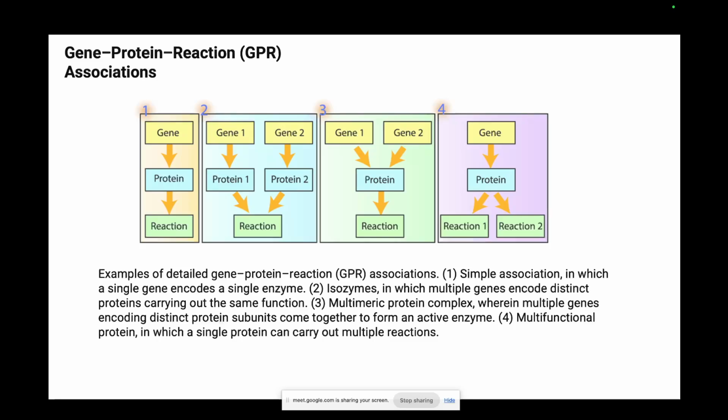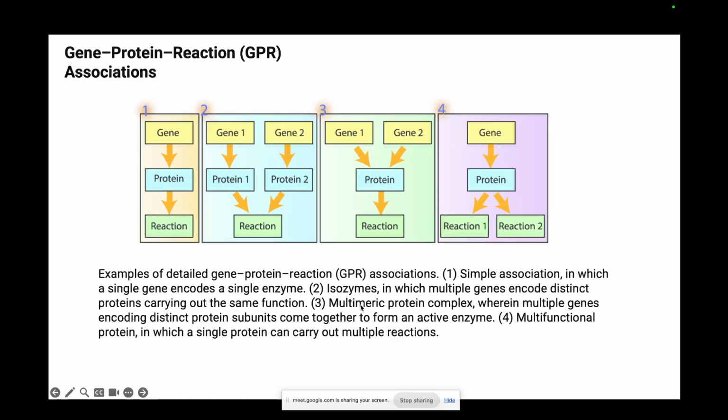These are different kinds of examples of gene protein reaction associations. A gene can produce a protein which is involved in a reaction. This is a simple association where a single gene encodes a single enzyme, but that might not be the case. For example, this is a case of isozymes, where multiple genes encode distinct proteins carrying out the same function. These proteins are distinct, these genes are also distinct, but their function is the same and the enzyme activity is the same. These are known as isozymes.